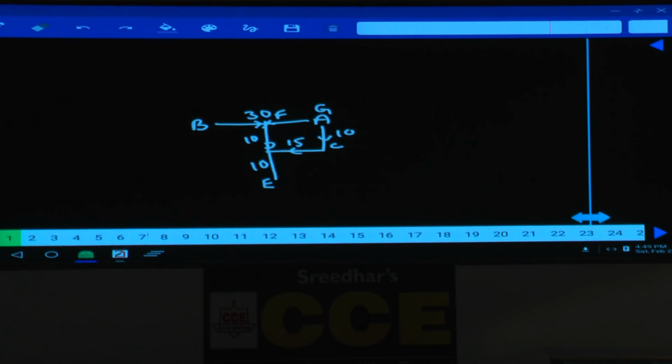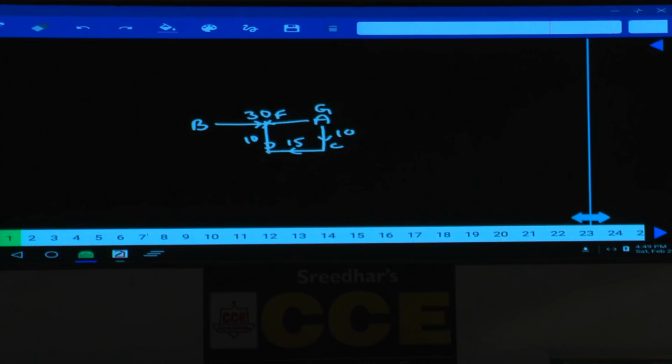How far is point A? A is 30 meters to the east of point B, C is 10 meters to the south of A, and D is 15 meters to the west of C. And next one, E is exactly midway between D and F, isn't it? As E is exactly midway between D and F, now see, E is exactly midway between D and F, as D is here, isn't it?